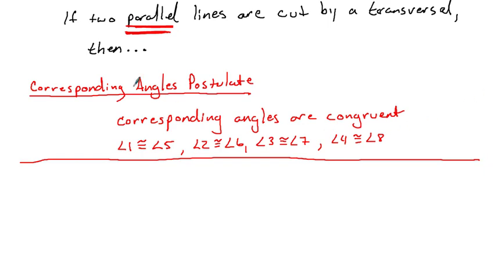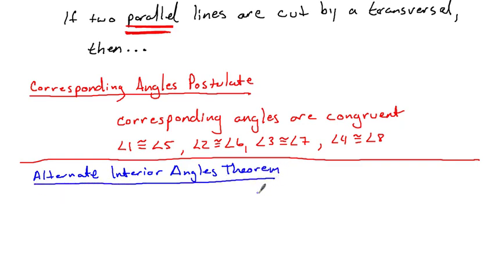Our next one is the alternate interior angles theorem. So alternate interior angles theorem. And remember how we're writing this. We're writing down the conclusions. We have the hypothesis. If two parallel lines are cut by a transversal, then alternate interior angles are congruent.